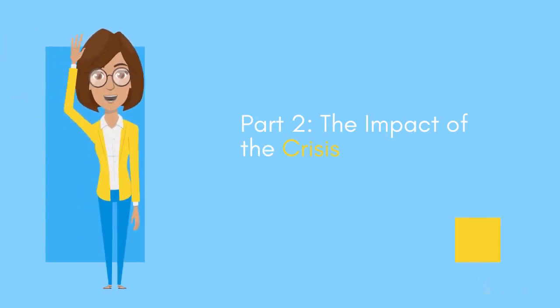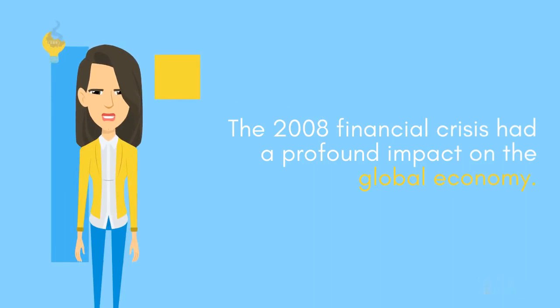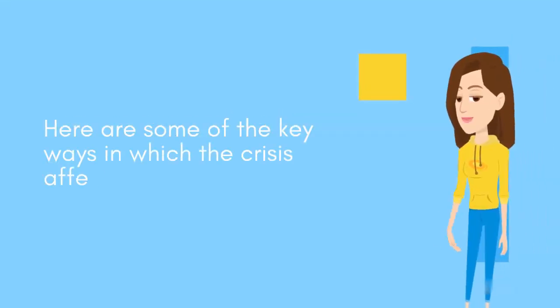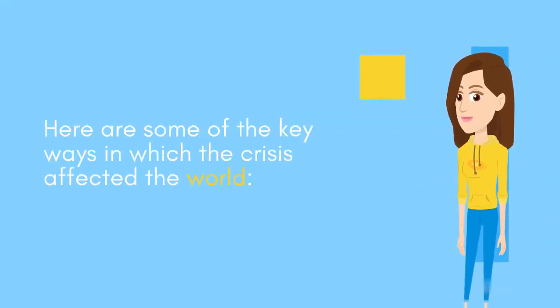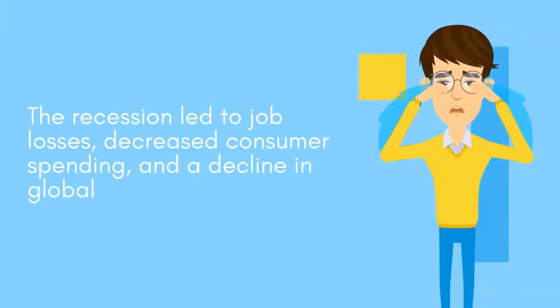Part 2: The impact of the crisis. The 2008 financial crisis had a profound impact on the global economy. Here are some of the key ways in which the crisis affected the world. Recession. The financial crisis triggered a global recession, which lasted from 2008 to 2009. The recession led to job losses, decreased consumer spending, and a decline in global economic growth.